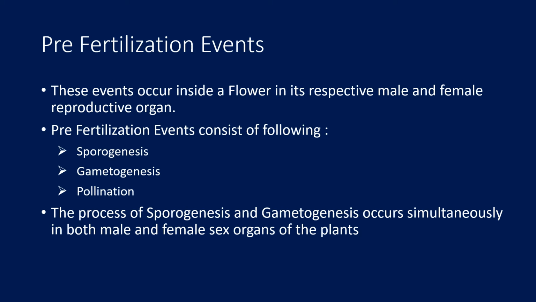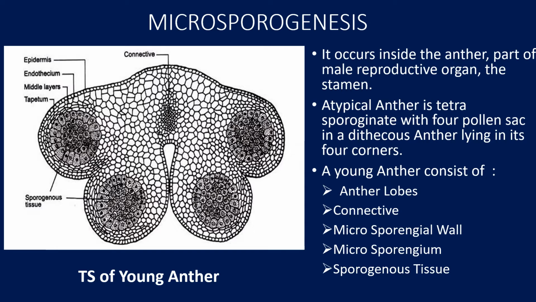Now, the process of sporogenesis and gametogenesis occurs simultaneously in both male and female sex organs of the plants. The development of male gamete takes place in the stamen, while that of female gametes occurs in the pistil. In our previous video, we learned about the structure of a bisexual flower. Continuing from it, we will discuss the structure of the anther as well as the structure of the pollen grain. Let us see the structure of an anther.